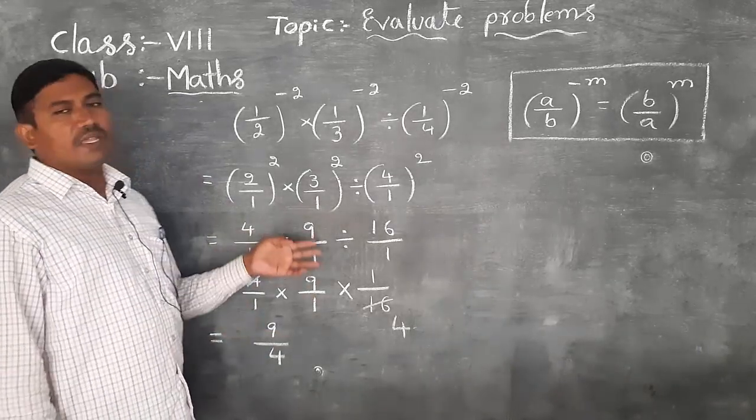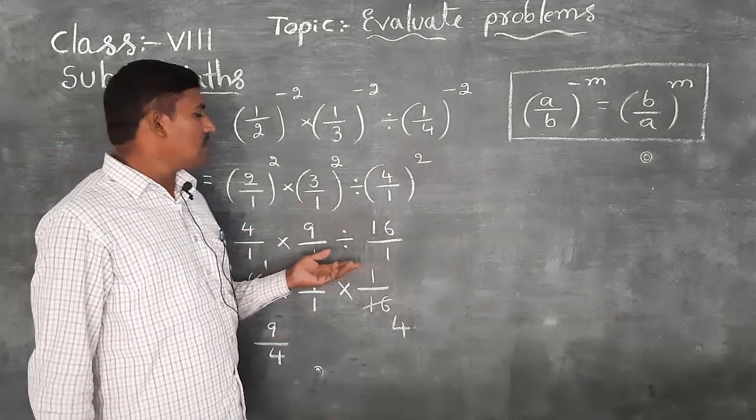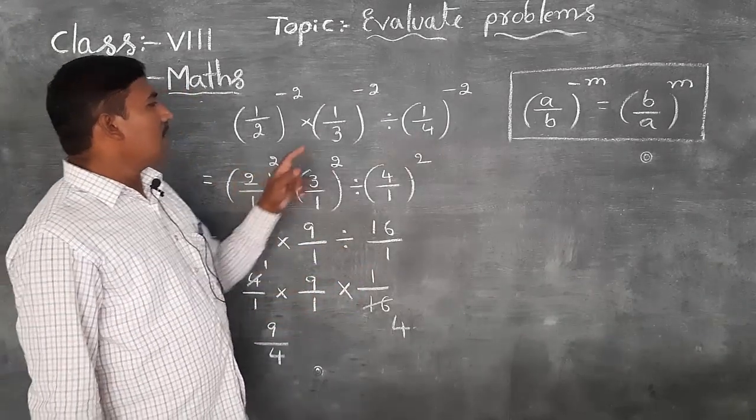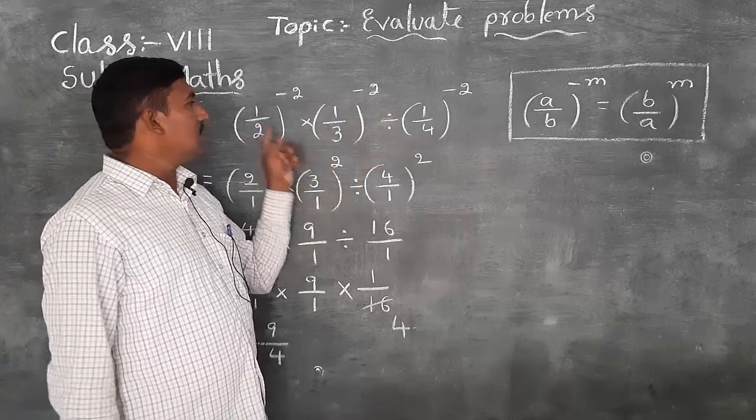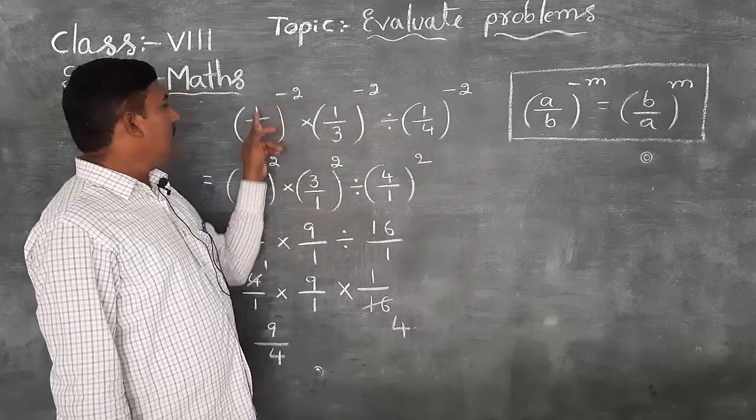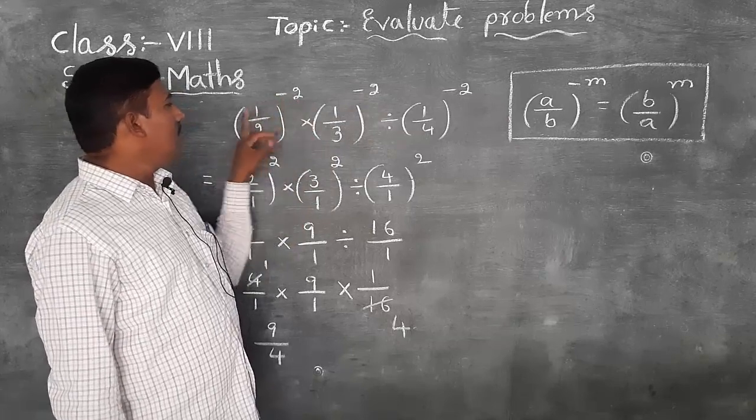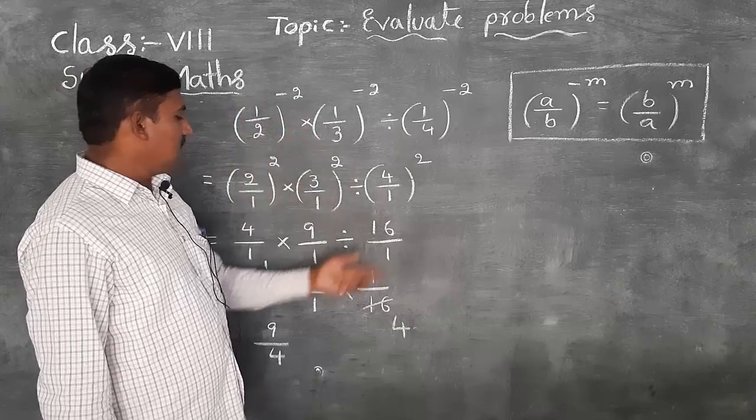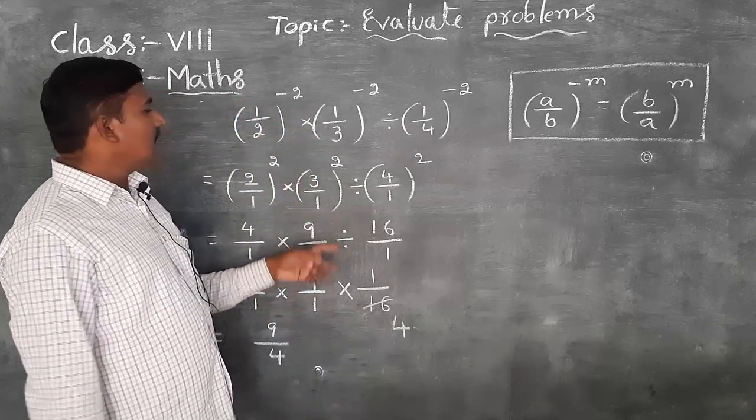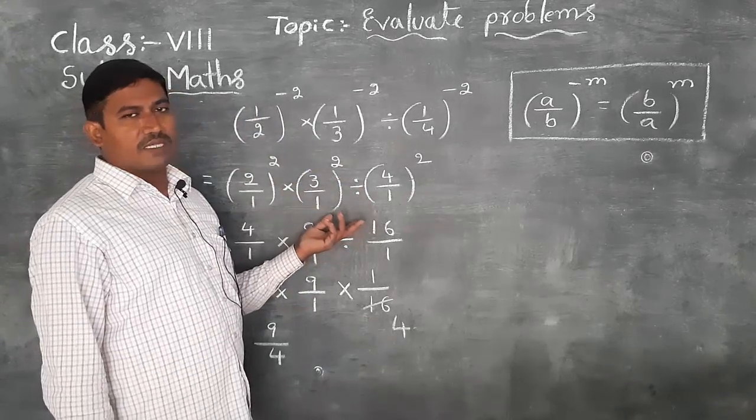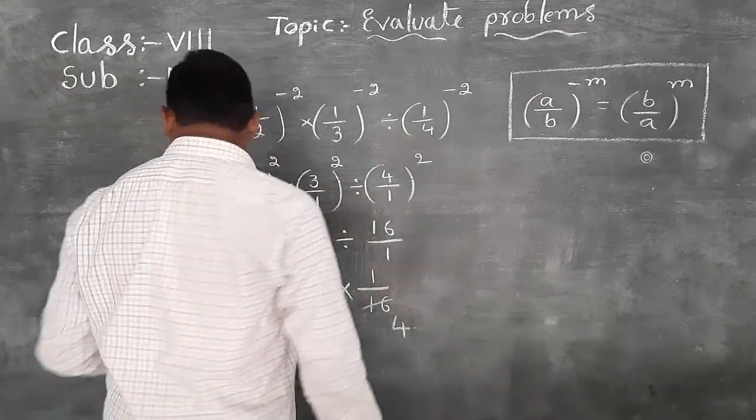These are all simplifications we know. Last year also we did so many problems. Just remember that formula, and automatically these are all coming. Why? Because (a by b) power minus m is equal to (b by a) power m. B by a means it's the reciprocal. Automatically these are all simplification and cancellation. These came in 7th class, 6th class also, fractions. So these are all very easy.